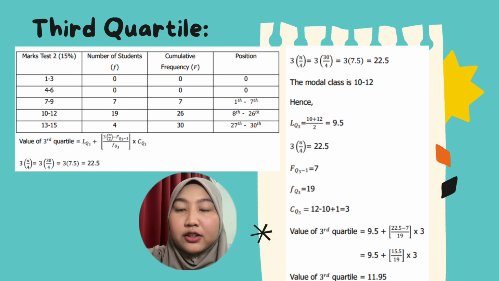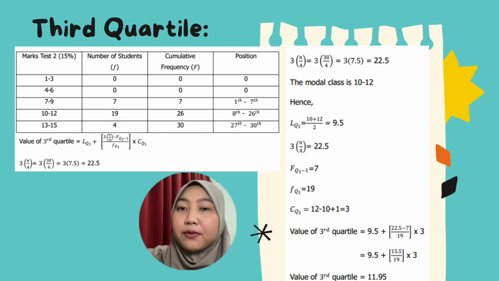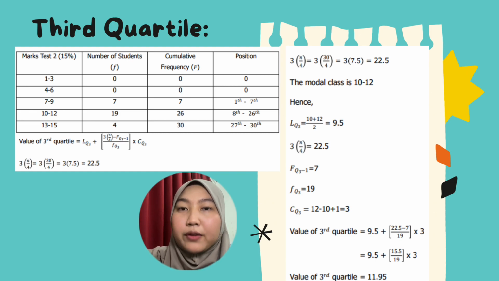This is our table that shows class interval, number of students, which is f, and cumulative frequency, which is calculated by adding the frequency. We position them based on the cumulative frequency from the first to the last position. We choose the modal class based on the highest frequency, which is 19, and the modal class is 10 to 12. Based on this formula, we put the numbers accordingly, and our final answer is 11.95.